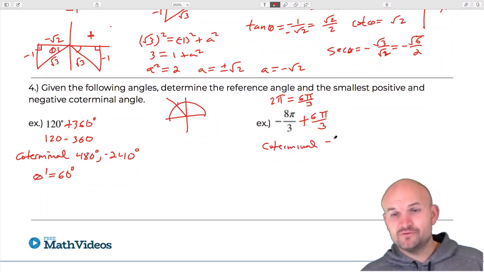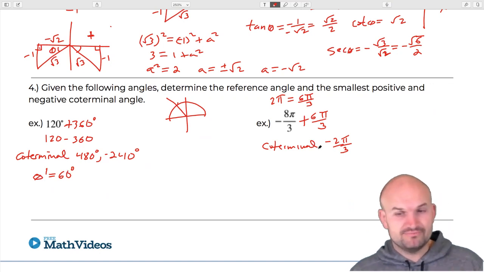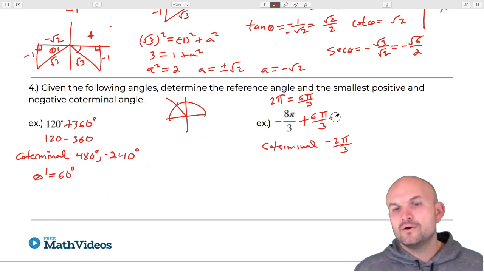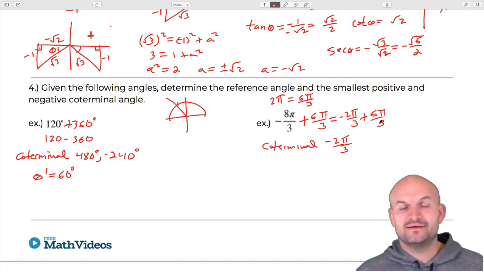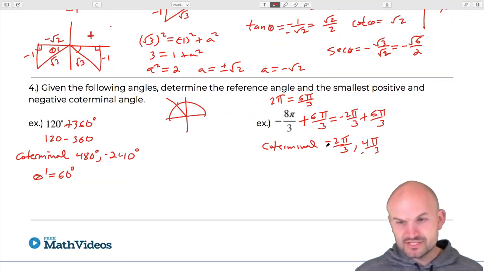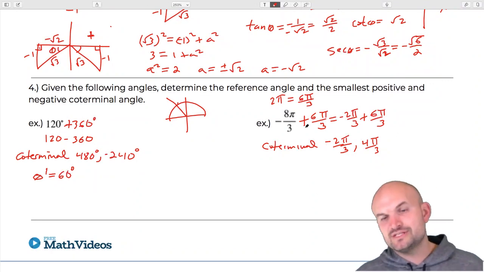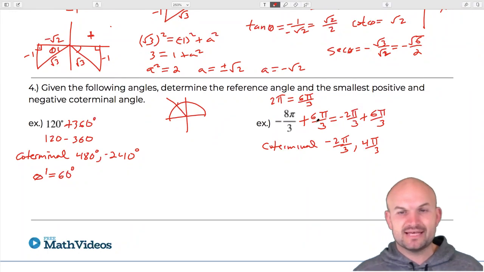Which is great. Negative 2 pi over 3 is the smallest negative coterminal angle, because if you add 6 pi over 3, you're not going to get another negative angle. So that becomes negative 2 pi over 3. But if I want to find the next positive one, I need to add 6 pi over 3 again. And by adding 6 pi over 3 again, I now get 4 pi over 3, and that is the smallest positive angle. So in this scenario, we actually needed to add 2 pi twice. And when you're dealing with radians, a lot of times it's just easier to represent 2 pi as 6 pi over 3.